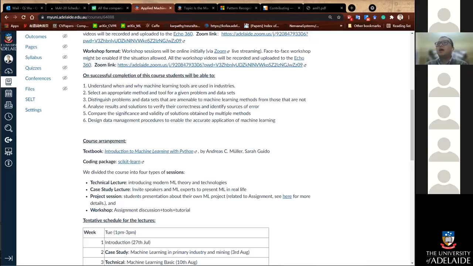As I mentioned, this course is mainly designed to ask when and why machine learning tools are used in industries. I think your background could be enough. You already know how to write a decision tree algorithm, and you already have the background knowledge of machine learning. So that's totally enough for this course.